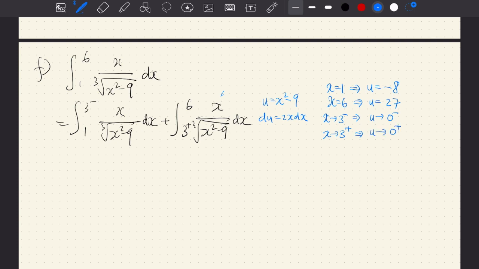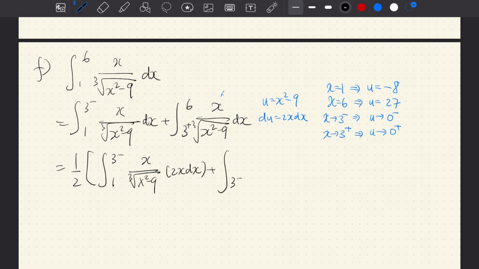So now, let's engineer our integrand and differential. So we need 2x dx, so we have 1/2 here. We have 2x dx. Sorry. Here we have 1.